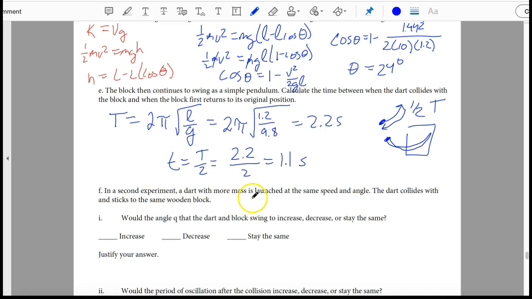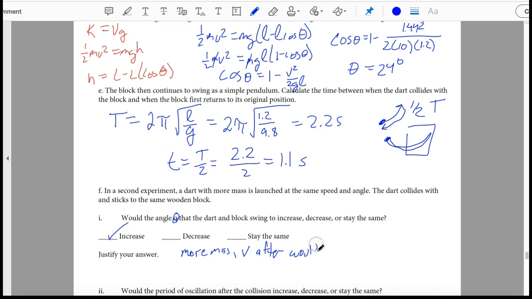In a second experiment, the dart with more mass is launched at the same speed and angle. The dart collides. They want to know, will the angle theta that the dart and block swing to increase, decrease, or stay the same? It should increase, and they want us to think about that. And so probably the easiest thing to say would be a more massive dart would cause the speed of the dart with the block to increase. So more mass, the speed after the collision would be greater.